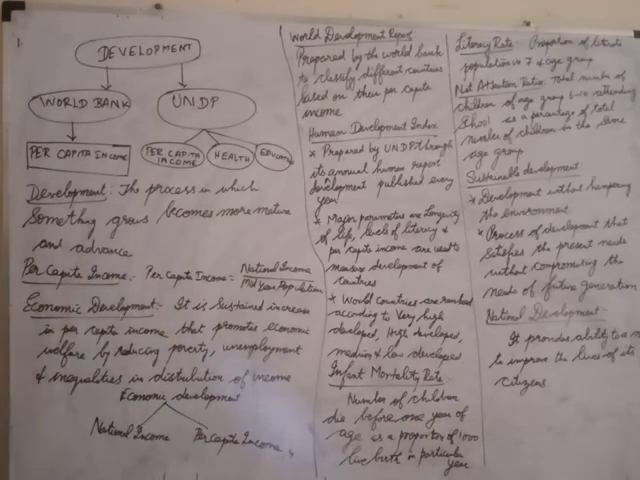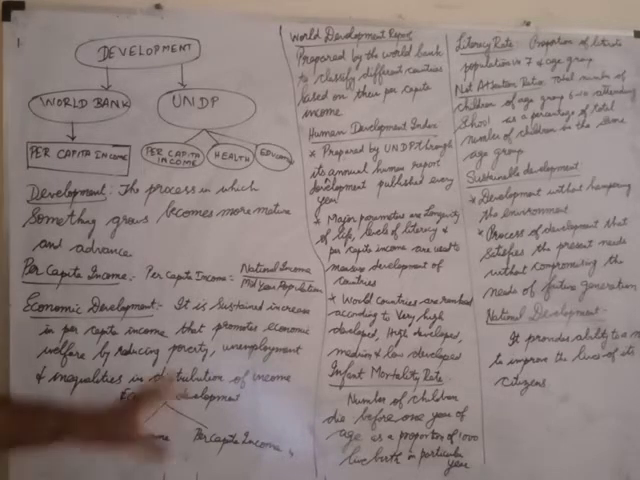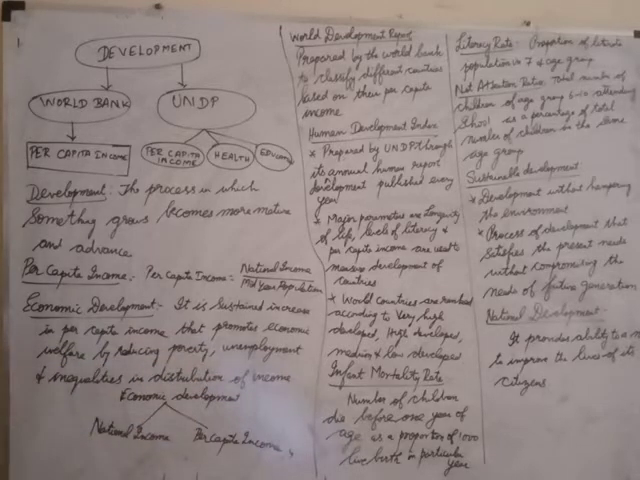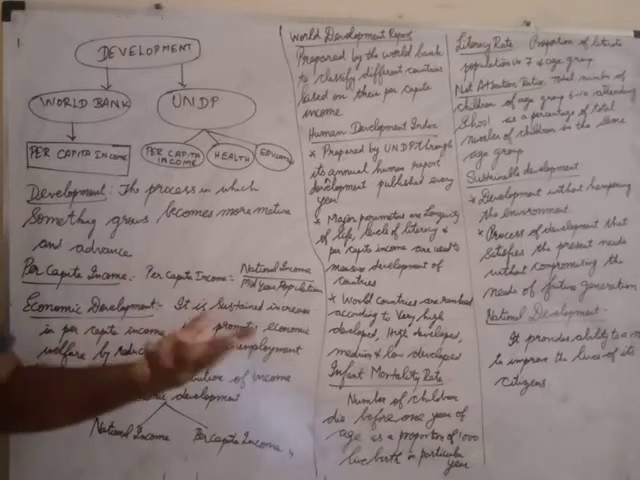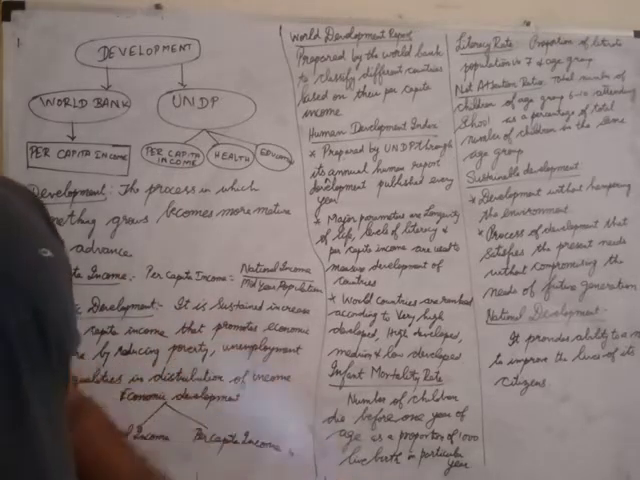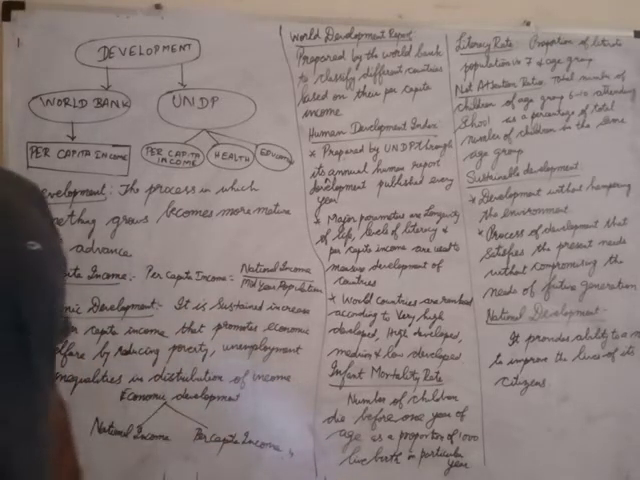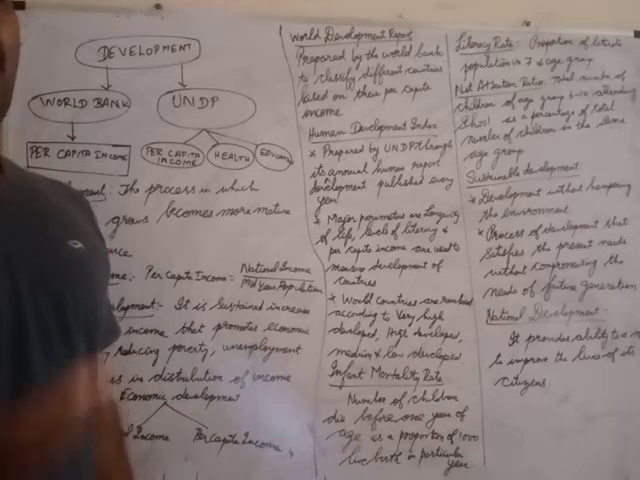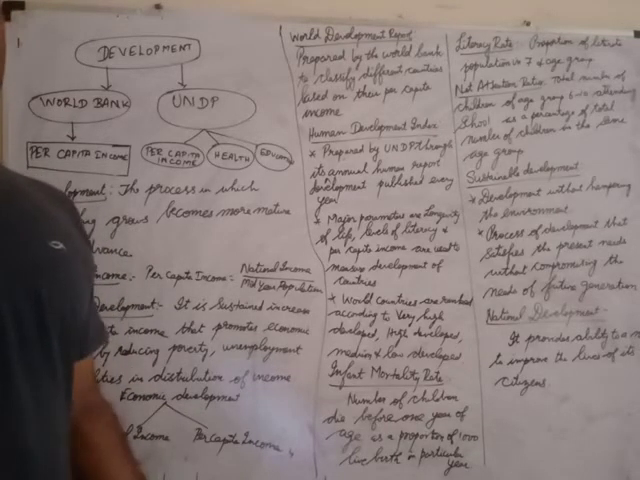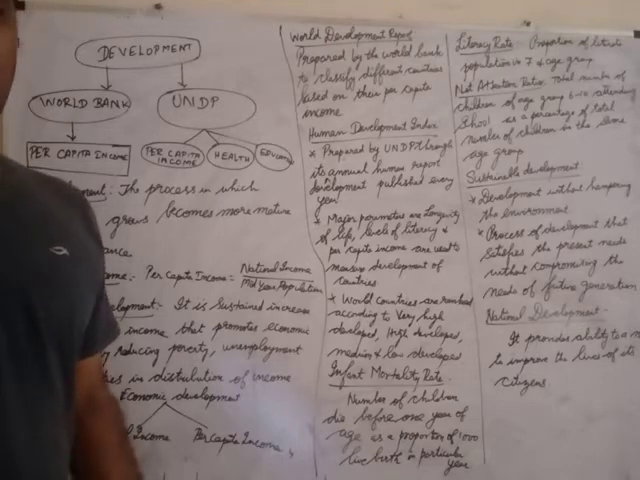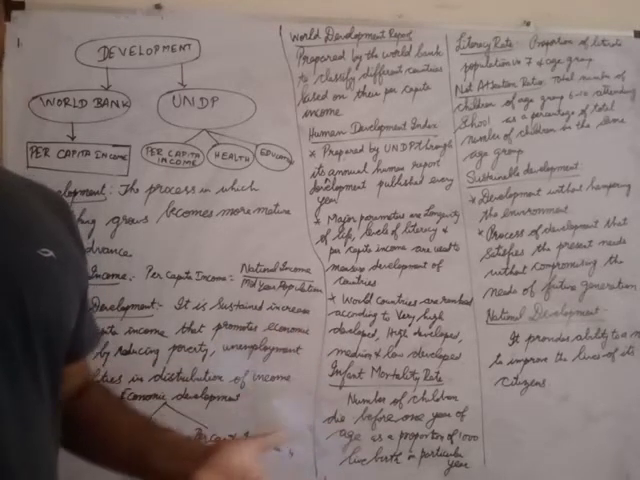Next is economic development. What do you mean by economic development? Economic development means a sustained increase in per capita income that promotes economic welfare by reducing poverty, unemployment, and inequalities in distribution of income. There are different types of people in this economic development. That is, reducing poverty and unemployment. Unemployment is also there in our country. A few of the people are not employed.